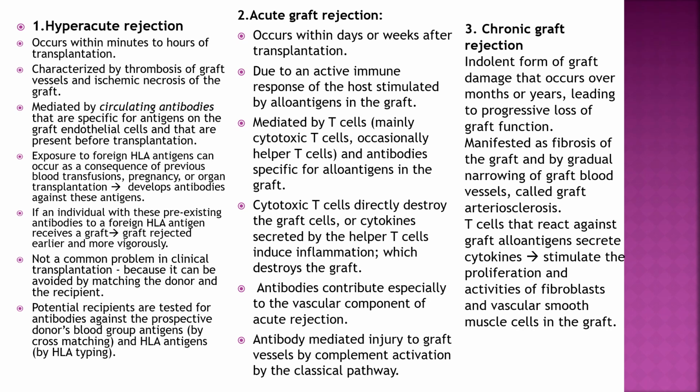Third is chronic graft rejection, an indolent form of graft damage that occurs over months or years, leading to progressive loss of graft function, manifested as fibrosis of the graft and by gradual narrowing of graft blood vessels, called graft arteriosclerosis. T cells that react against graft alloantigens secrete cytokines that stimulate proliferation and activation of fibroblasts and vascular smooth muscle cells in the graft.